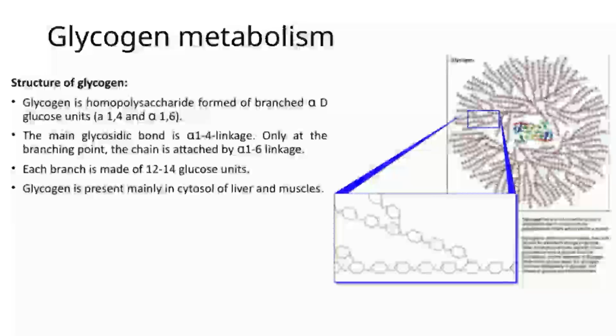Let's take a closer look at the structure of glycogen. Glycogen is a homopolysaccharide, meaning it's made up of only one type of sugar, which is glucose. Specifically, it's composed of branched chains of alpha-D-glucose units. These chains are connected primarily by alpha-1-4 glycosidic bonds, which form the main backbone of the molecule. However, at certain points, the chain branches off, and this is where alpha-1-6 linkages come into play.